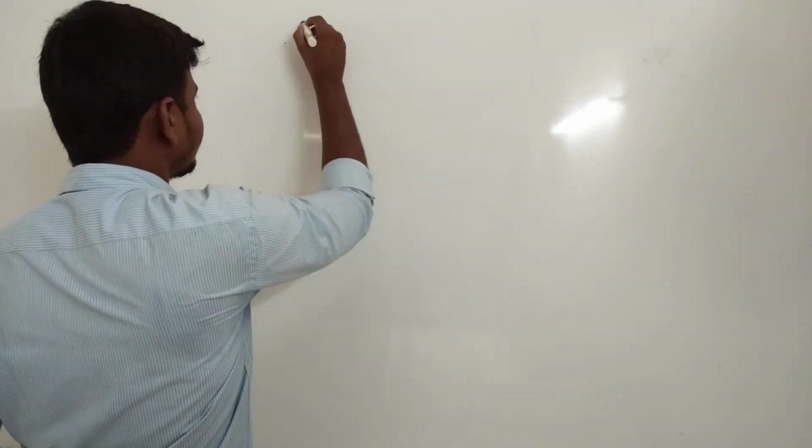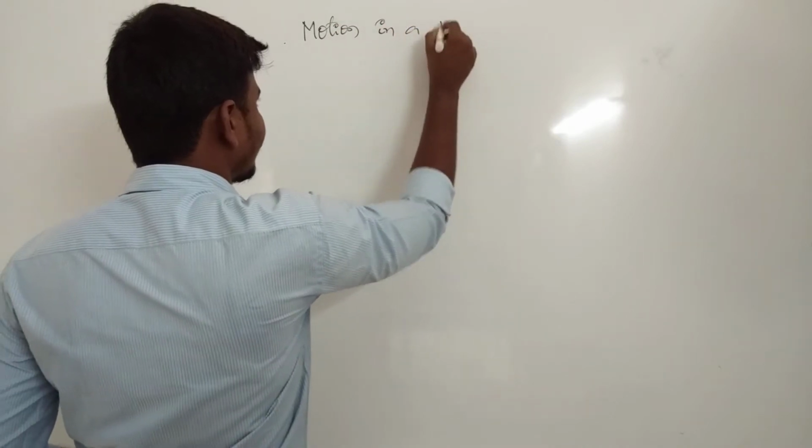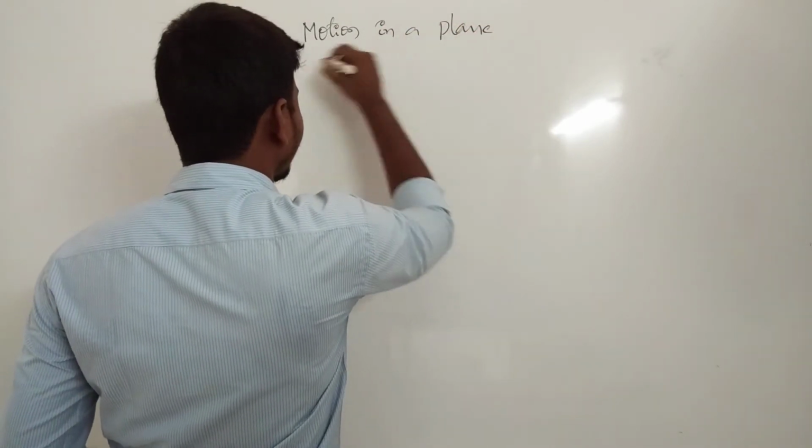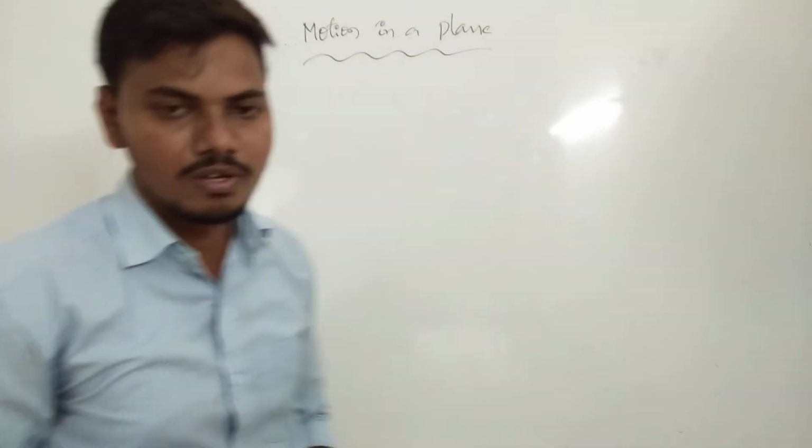We introduced that there are two-dimensional vectors, the first vector A bar and the second vector B bar. The chapter is motion in a plane. Motion in a plane. This is our chapter.